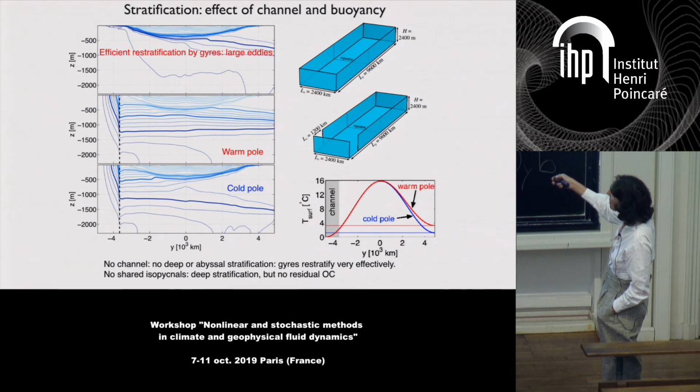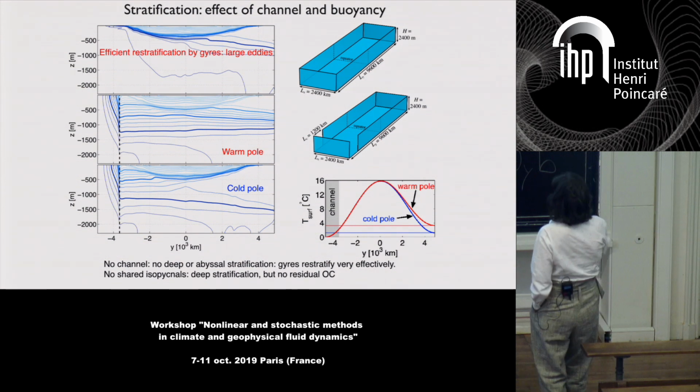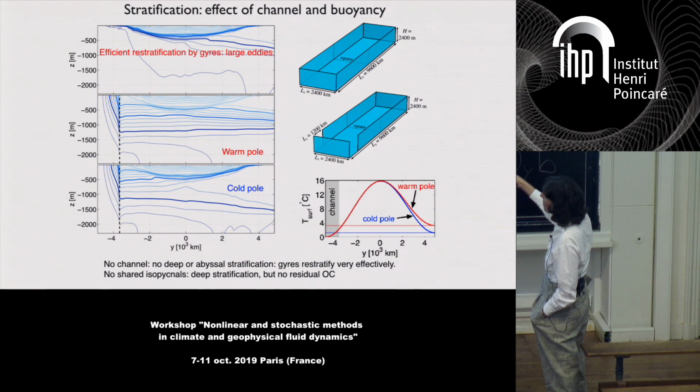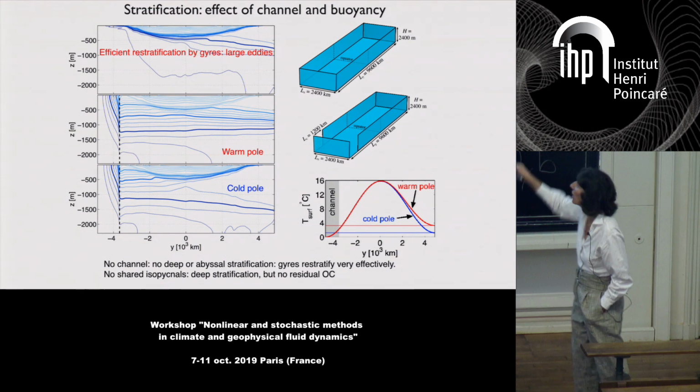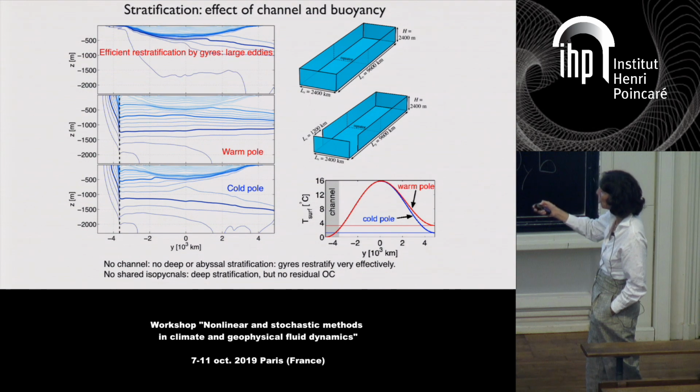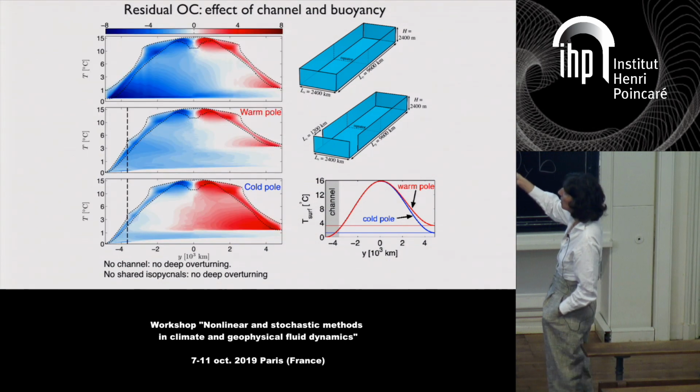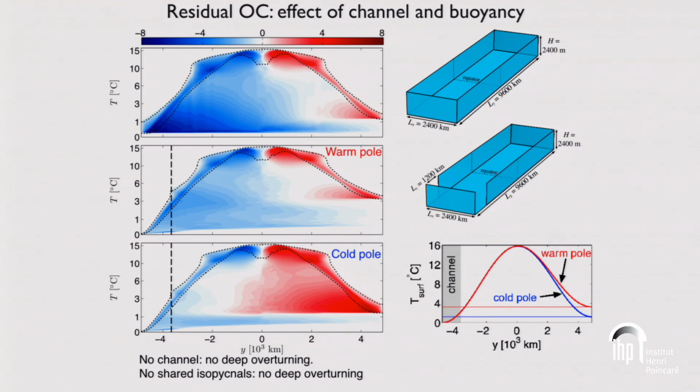And now this is the same geometry, but with shared isopycnals in the two hemispheres. You also have deep stratification, but you also have this, which is a signature of the overturning, which is absent here. Let me show you in the next slide the overturning in density coordinates, so it looks a little bit odd. This is the overturning absent in the closed domain, absent in the domain with a circumpolar channel.